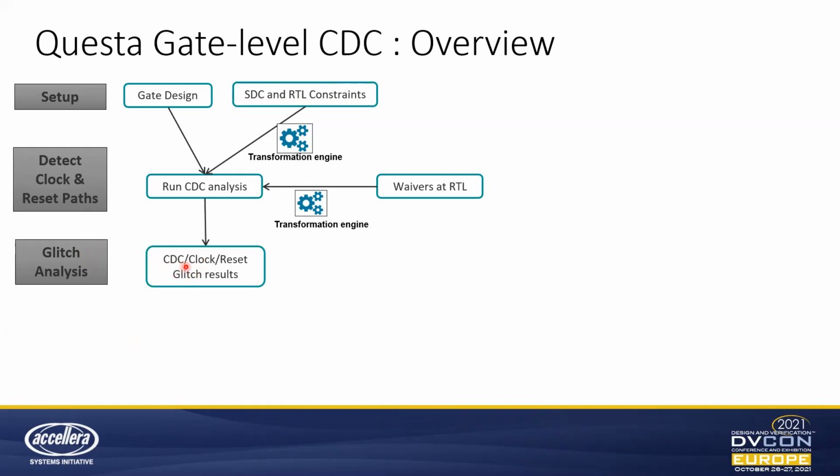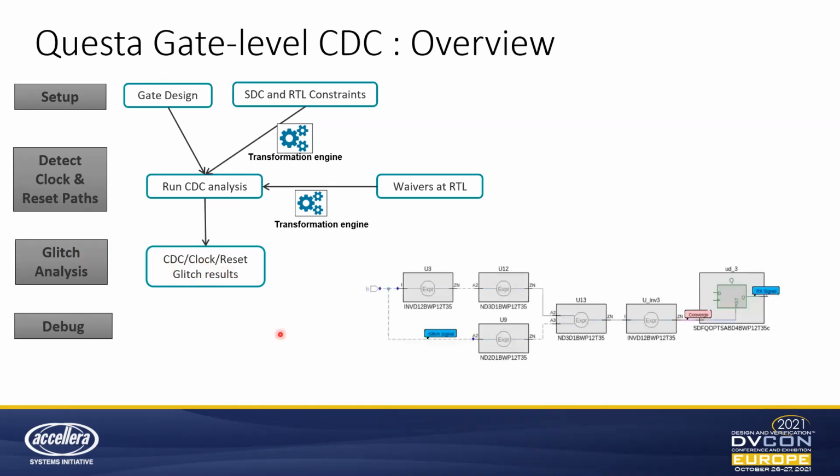Here we detect the glitches on the CDC paths, clock paths, and the reset paths. We provide you debug in terms of a schematic for the glitch signal. Here we show you the glitch signal, the converging point at which the glitch converges, and the receiving node. We will discuss more on how this debug helps in reducing the turnaround time for the glitch detection and glitch sign-off. Once you fix the glitches, you're ready for the CDC clock and reset sign-off.